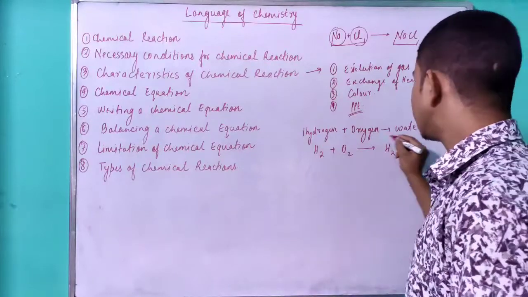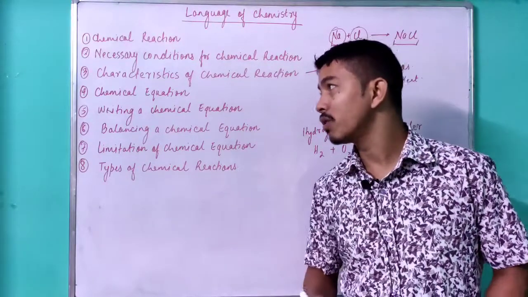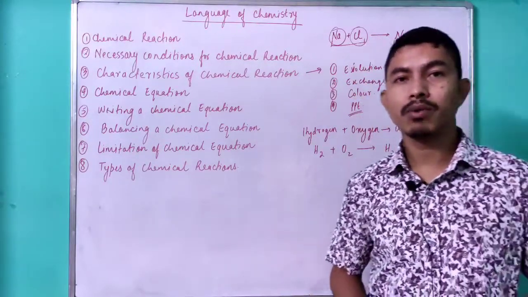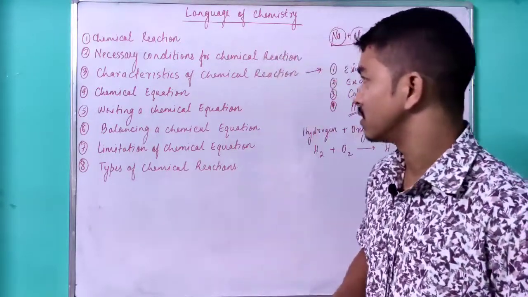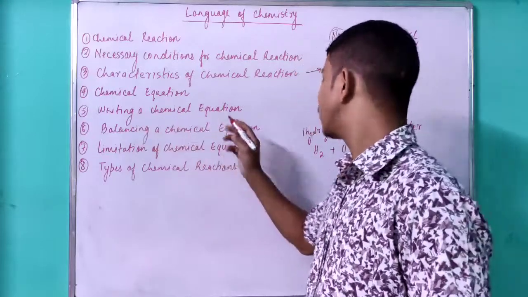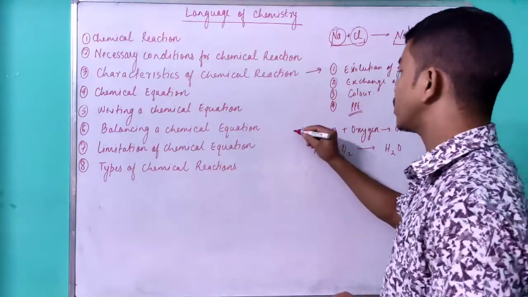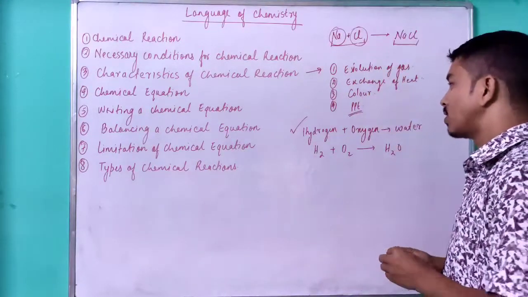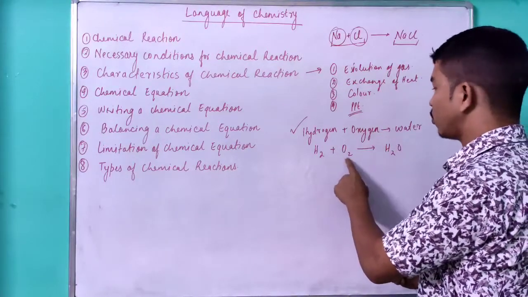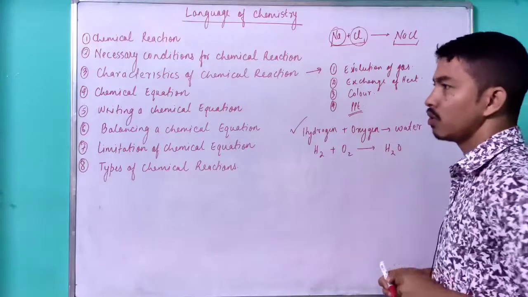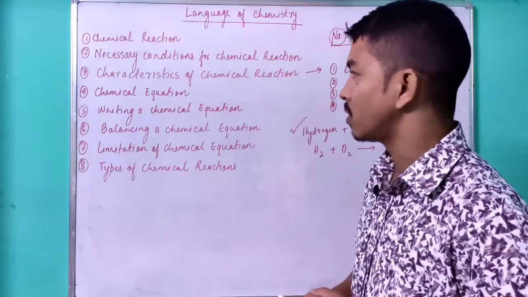Okay, so this form is known as the chemical equation. The chemical equation is the symbolic representation of a chemical reaction. Writing a chemical equation is very simple. For example, hydrogen reacts with oxygen to produce water. So when we write H2 plus O2, it gives H2O. That is how we write a chemical equation.